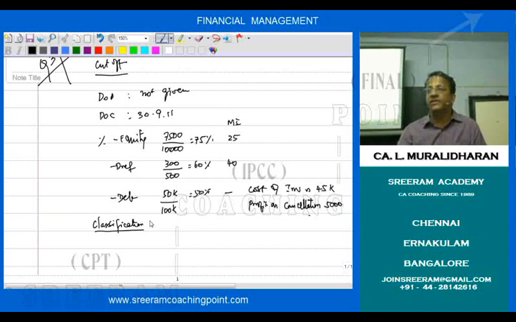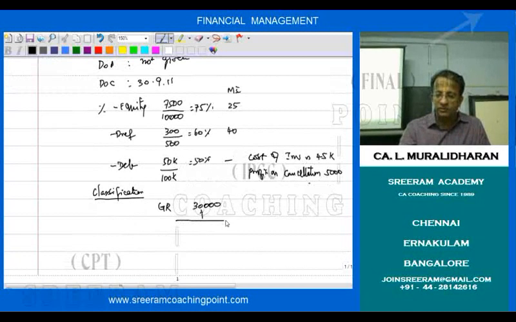Then we require classification to be taken up. What is this classification? We take up the general reserve of the subsidiary company. How much is the figure you have against general reserve? 30,000. Date of acquisition and after acquisition: how much did they mention that they had in general reserve?